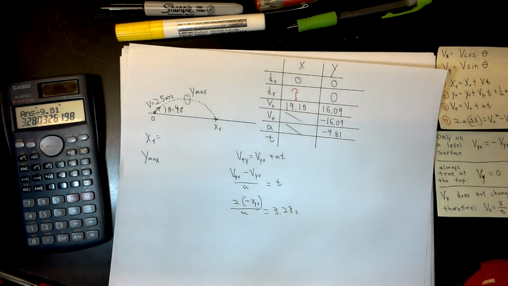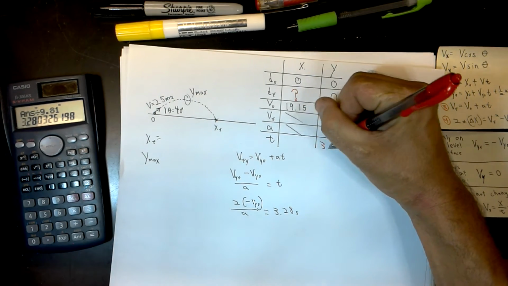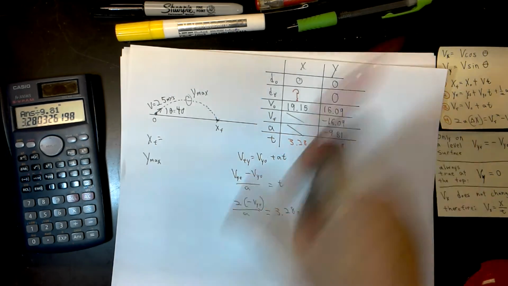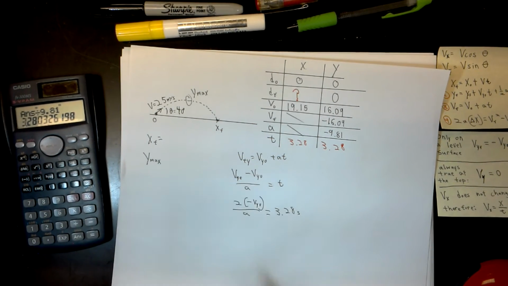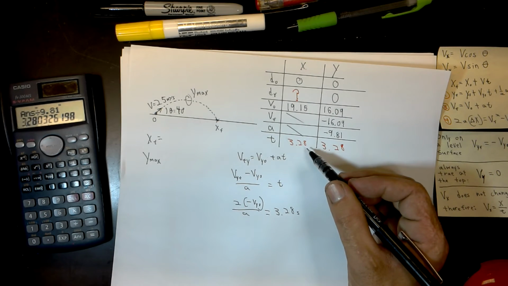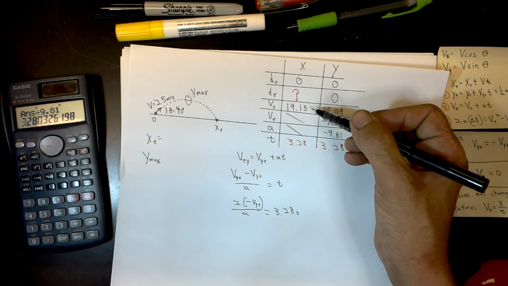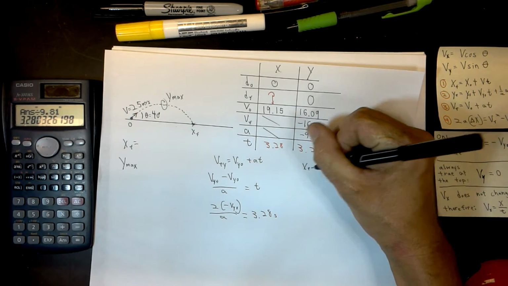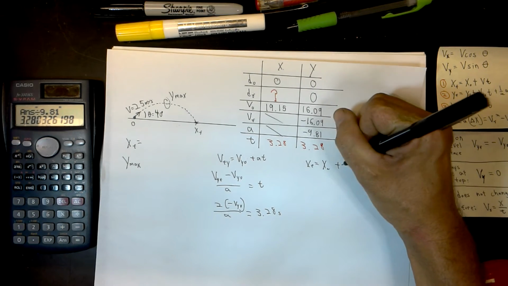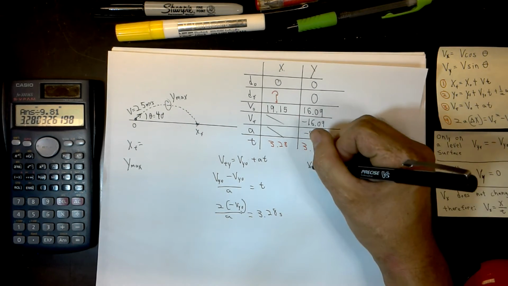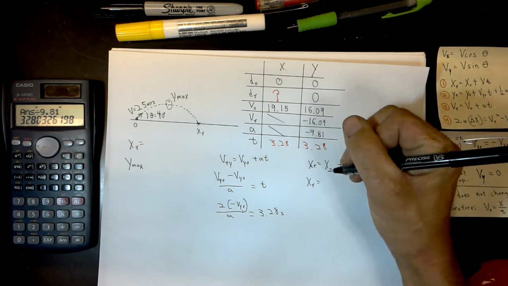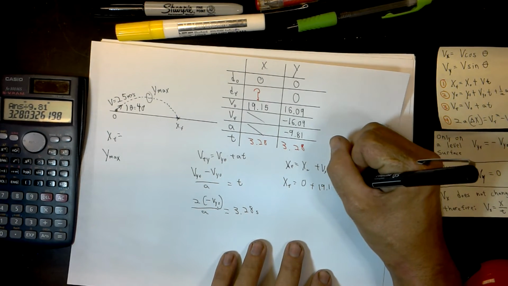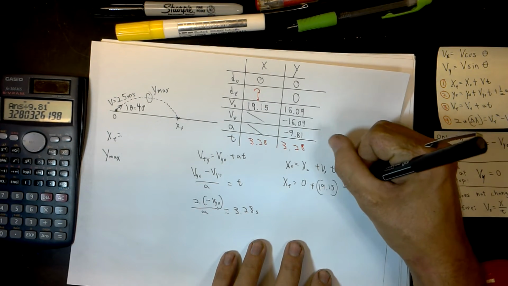So I can write it up here. Since that was one of the numbers I just got, I'm going to put it with this guy. 3.28 and 3.28. I'm going to solve for this final x distance right here using this amount of time and this velocity. Look at this equation. I already solved for the variable I need. X of f is equal to the initial plus the velocity in the x direction multiplied by the amount of time. X of f equals 0 plus 19.15 multiplied by 3.28.